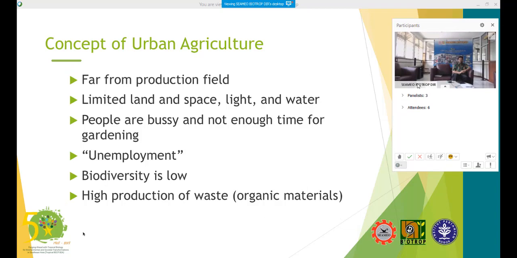Concept of urban agriculture. The cities are usually far from the production field, and have limited land and space, light, and also water. In the city, we have to buy water. People are busy and do not have enough time for gardening, and there is also unemployment. Biodiversity is low and there is high production of waste, especially organic materials.